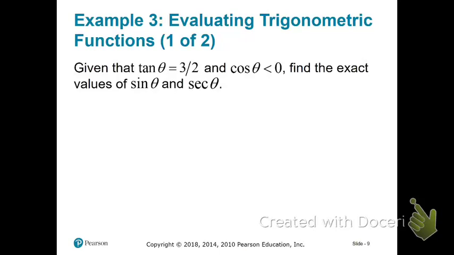All right, so example 3 is kind of putting 1 and 2 together. It says, given that tangent of theta is equal to 3 over 2 and cosine is less than 0, find the exact values of sine of theta and secant of theta.